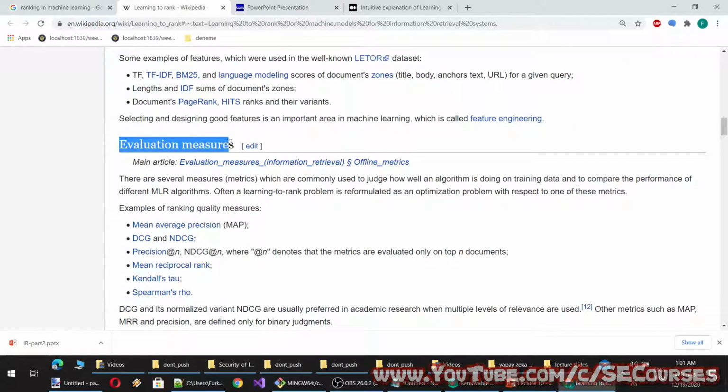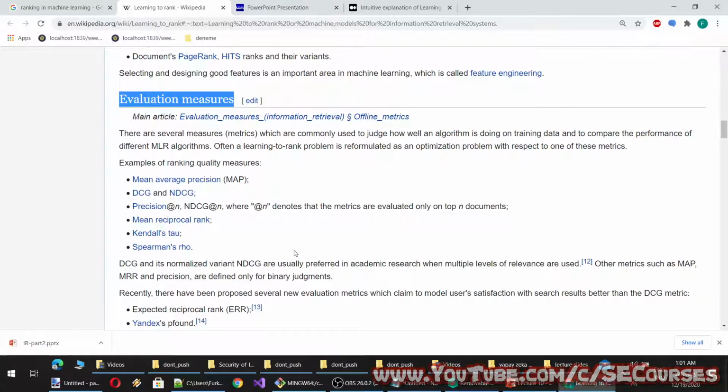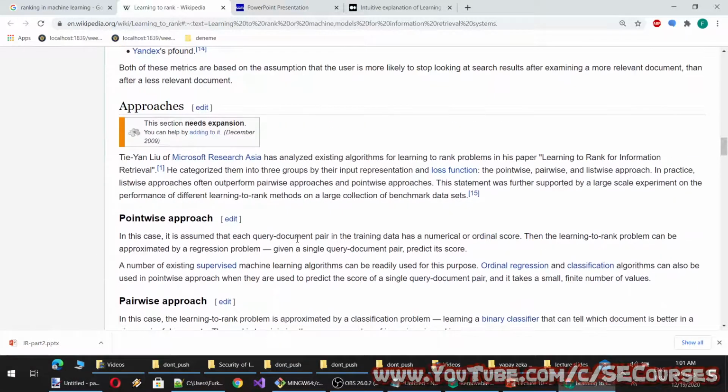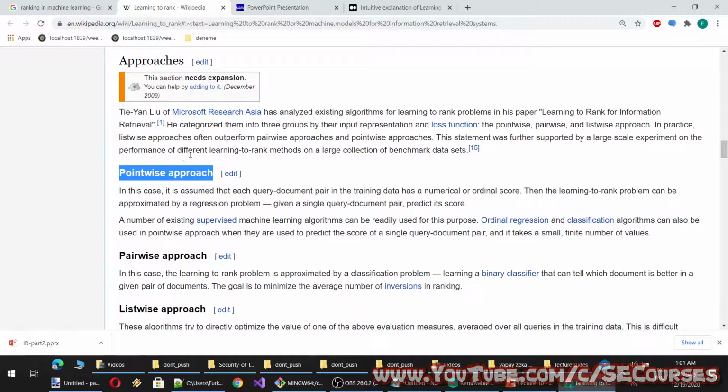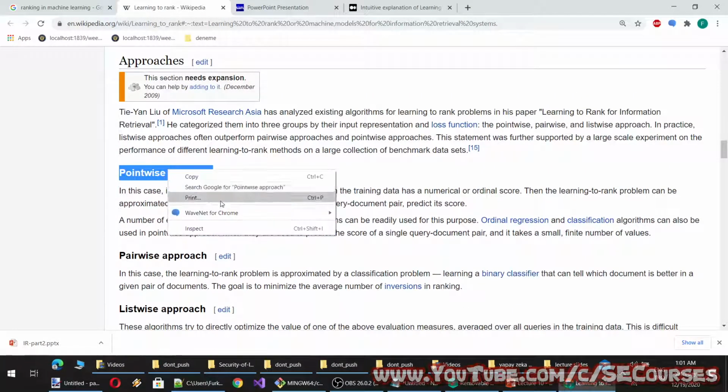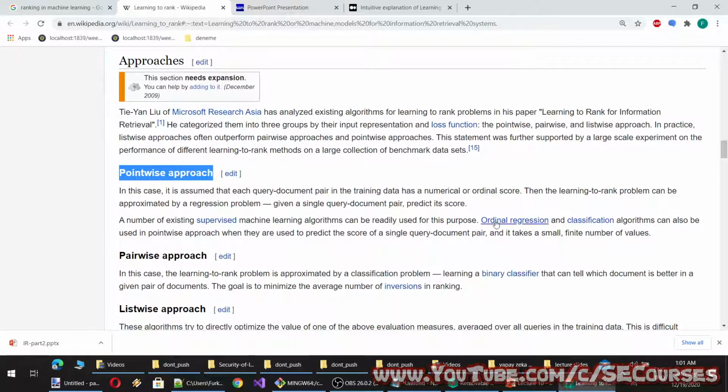Okay, there are evaluation measures and such approaches. Okay, let's see the approaches as well. Pointwise approach.